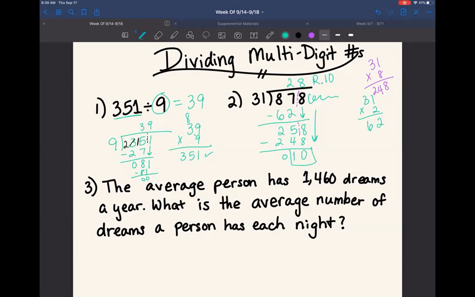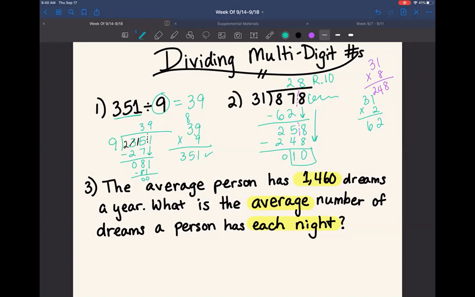All right. So the last one. The average person has 1,460 dreams a year. What is the average number of dreams a person has each night? So what kind of operation are we going to be doing here? Addition, subtraction, multiplication, or division? Division, right? We're dividing, so it kind of makes sense.